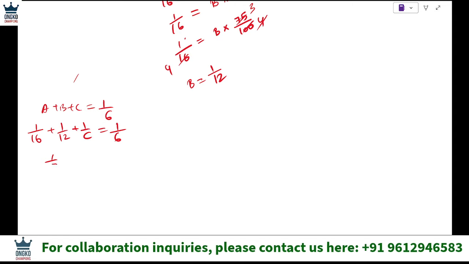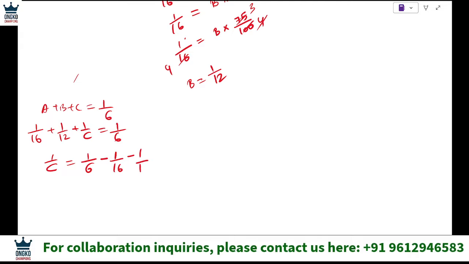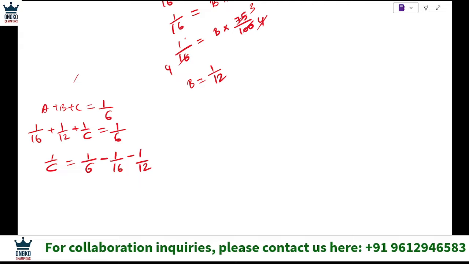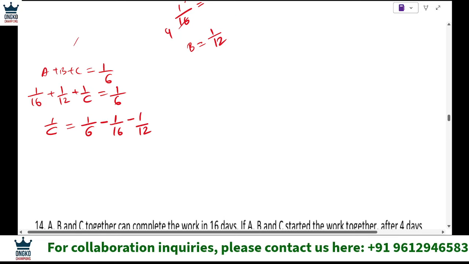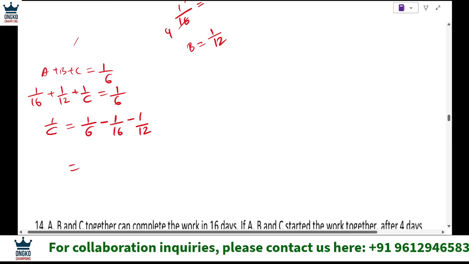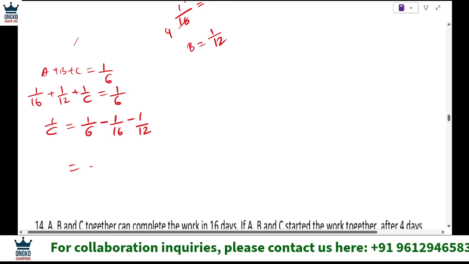So 1 by C is equal to 1 by 6 minus 1 by 16 minus 1 by 12. On the right side, take the LCM. What will the LCM of 6, 16 and 12 be? It is 48.